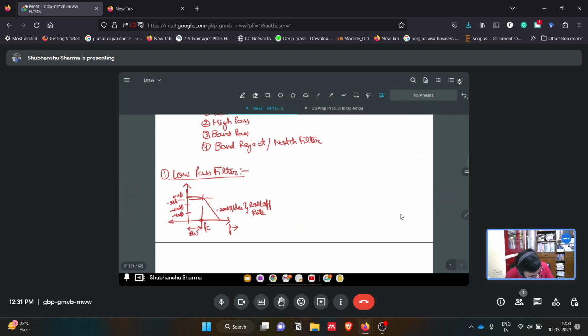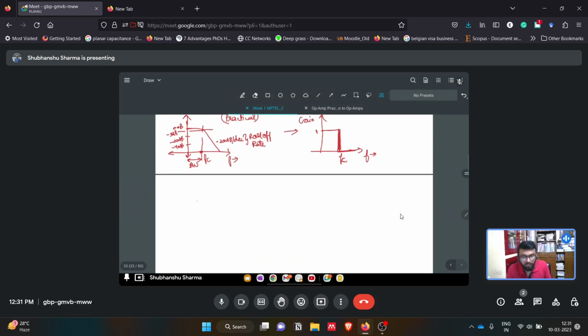Till cutoff frequency, we call this band of frequencies the bandwidth of the filter. But this is the practical response of the low pass filter. Ideally, the low pass filter looks like this. It allows all the frequencies below cutoff frequency, and it rejects all the frequencies above fc. This is gain, this is one.